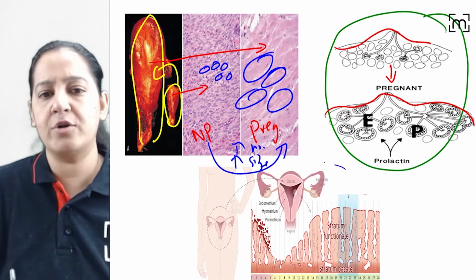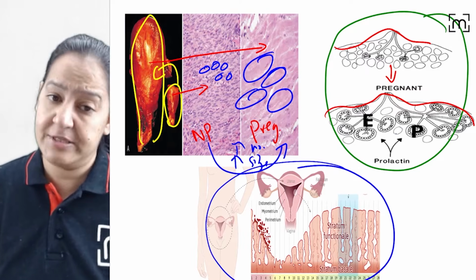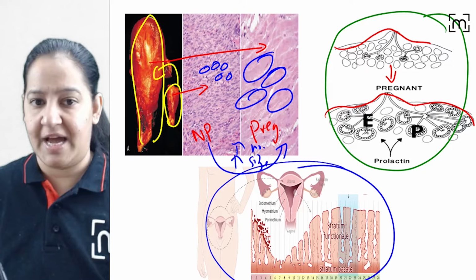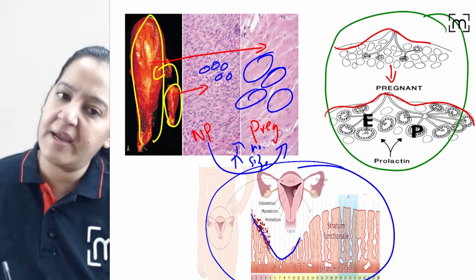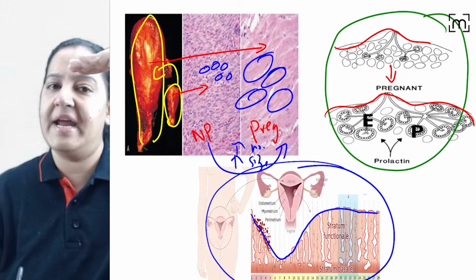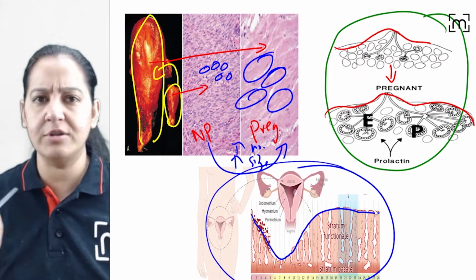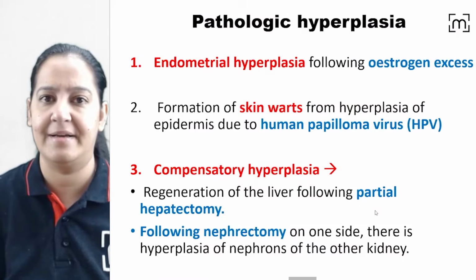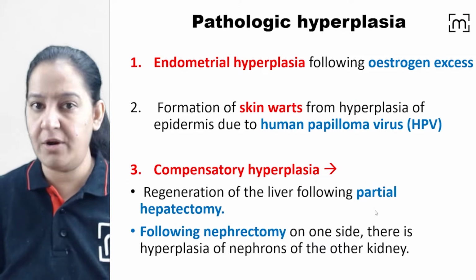The third example I told you is the endometrium of the female during menstruation. So you can see the phases of the menstrual cycle. You may be knowing that. First the endometrial lining is thinned out and then again it is proliferated and regains the same during the cycle. So these are the three examples. Don't draw the diagram, just learn the examples. Diagrams are for the sake of understanding, right? These are the three examples of physiological hyperplasia.